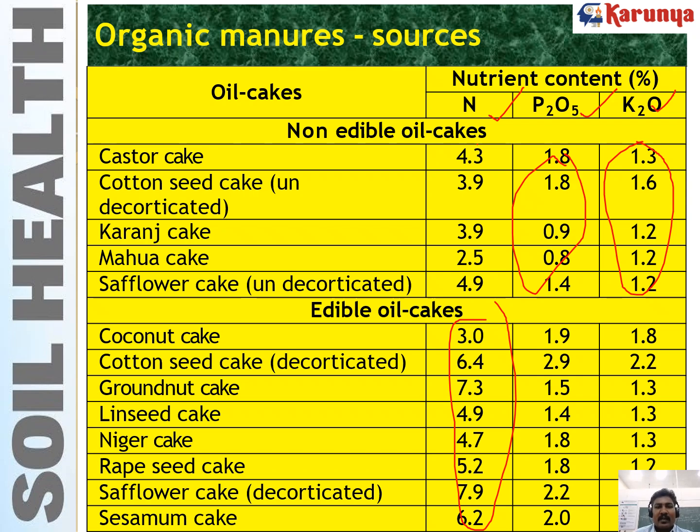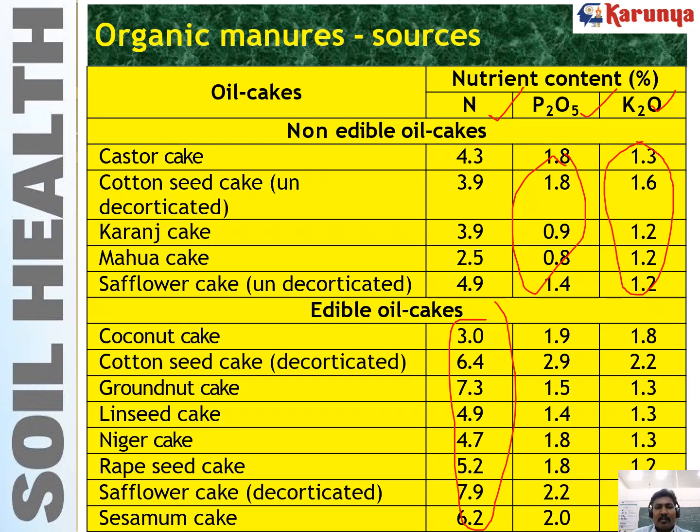Once you apply an inorganic fertilizer to the soil, it immediately supplies all the nutrients and then disappears. But organic manure is not like that. Once you apply it, it stays in the soil for a longer time and slowly, sustainably releases the nutrients throughout the cropping period.